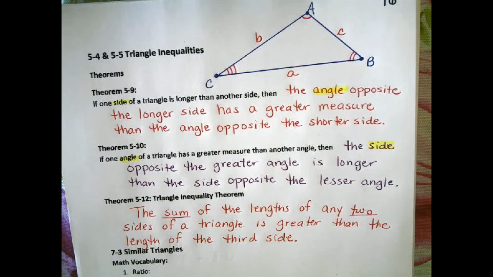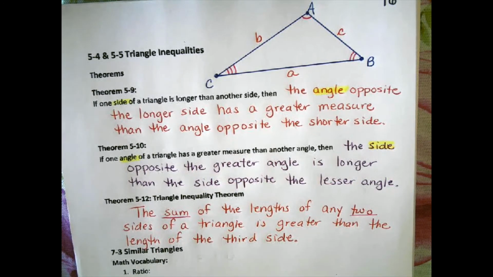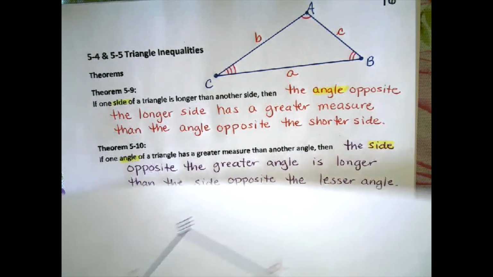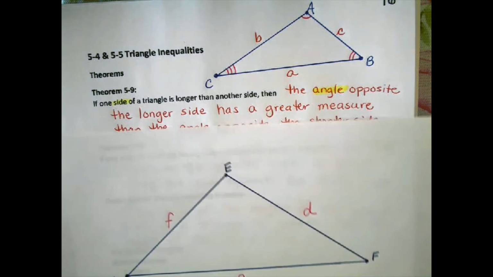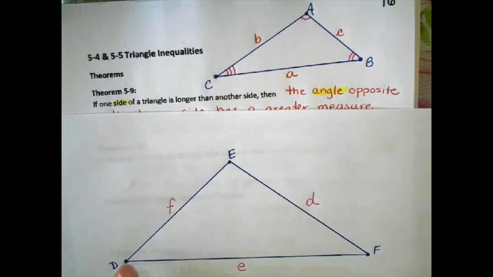This one says that the sum of the lengths of any two sides of a triangle is greater than the length of the third side. For this example, let's consider triangle DEF. In triangle DEF, what this theorem tells us is that I could take the measure of sides DF plus the measure of DE, and if I add them, they will always be greater than the measure of EF.